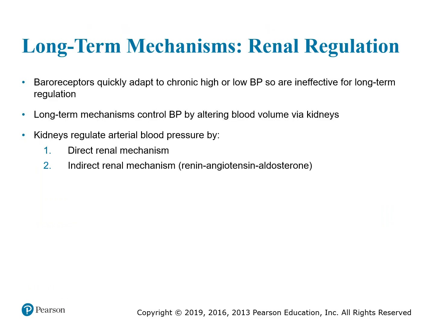Now let's come towards the long-term mechanisms. The long-term mechanism of blood pressure regulation is done by the kidneys, the renal regulation. Baroreceptors quickly adapt to chronic high or low blood pressure, so they become ineffective in long-term management of blood pressure. It is controlled by altering the blood volume through the kidneys. Kidneys regulate arterial blood volume by direct renal mechanisms and indirect renal mechanisms. The indirect renal mechanism is the renin-angiotensin-aldosterone system. And then there are also some direct renal mechanisms.